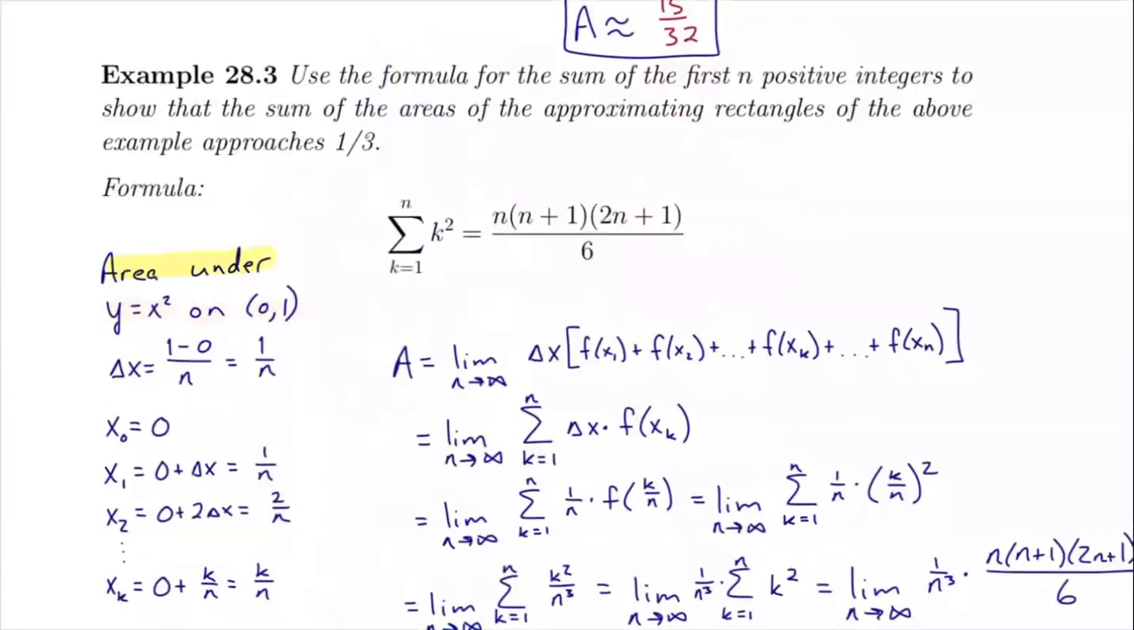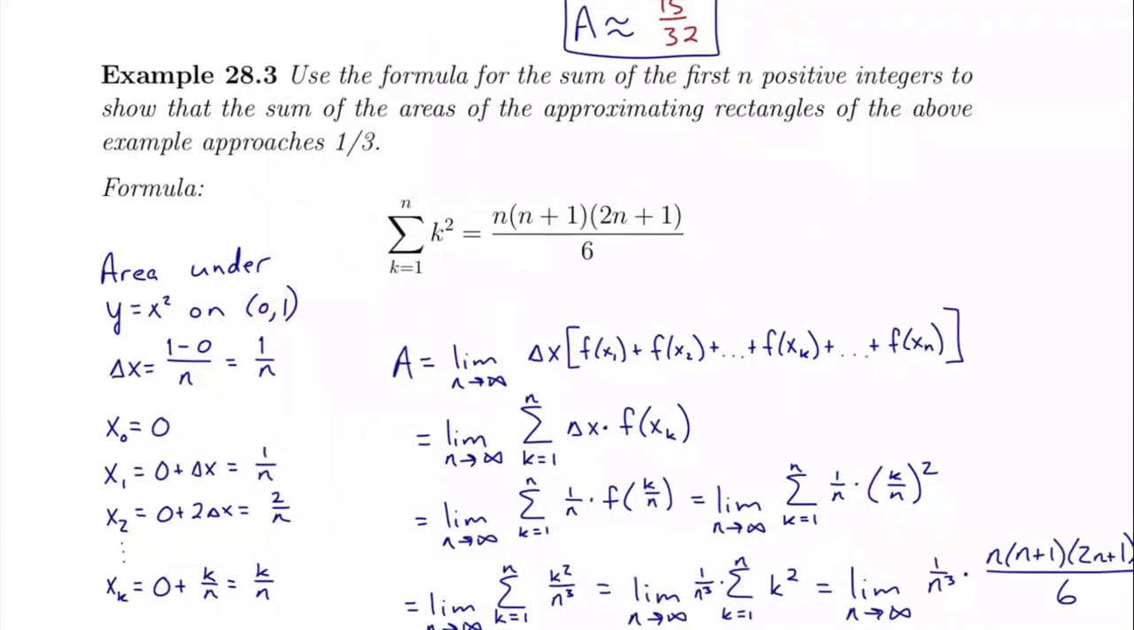Delta x is always calculated by this formula. It's b minus a divided by n, where n is the number of rectangles we'd like to use to calculate the area under the curve, or to approximate it. So 1 minus 0 over n is 1 over n. So that's delta x now. That will be part of our formula in a moment.